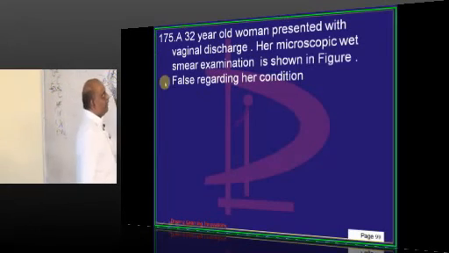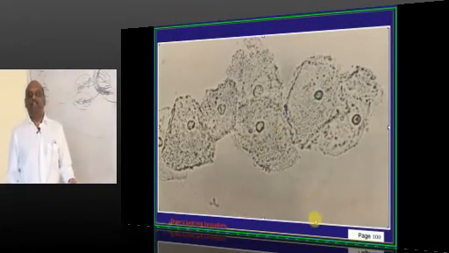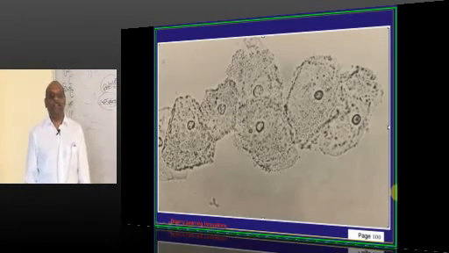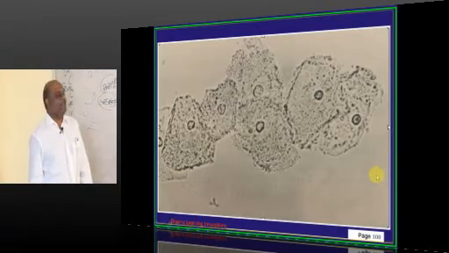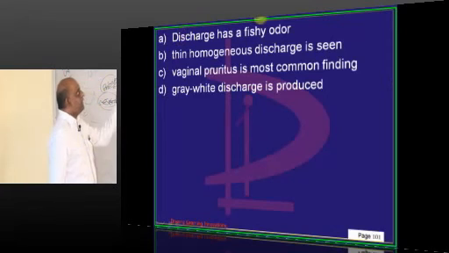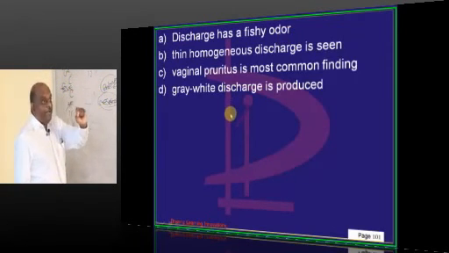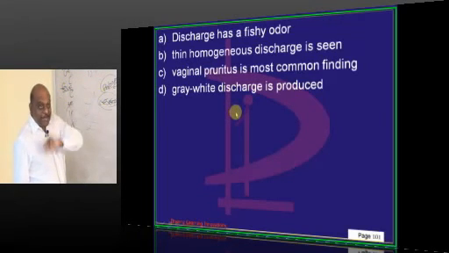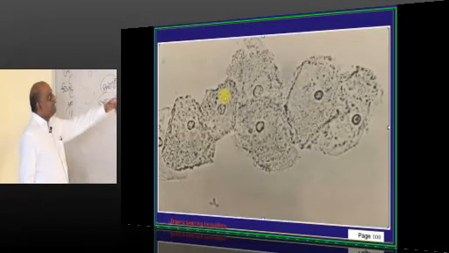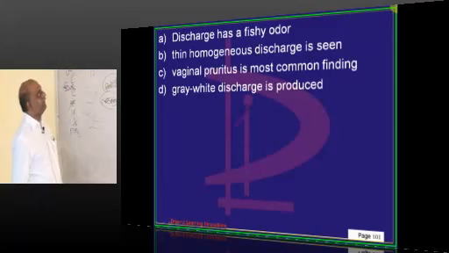A 32-year-old is having vaginal discharge. Her microscopic wet mount. We have become such experts in preparation that wet mount immediately tells our brain what to expect: bacterial vaginosis. Typically, the discharge has a fishy odor. But the important thing is that, unlike candidiasis, pruritus is a rare finding in bacterial vaginosis. And what are these cells called? Clue cells, is what you have to remember.